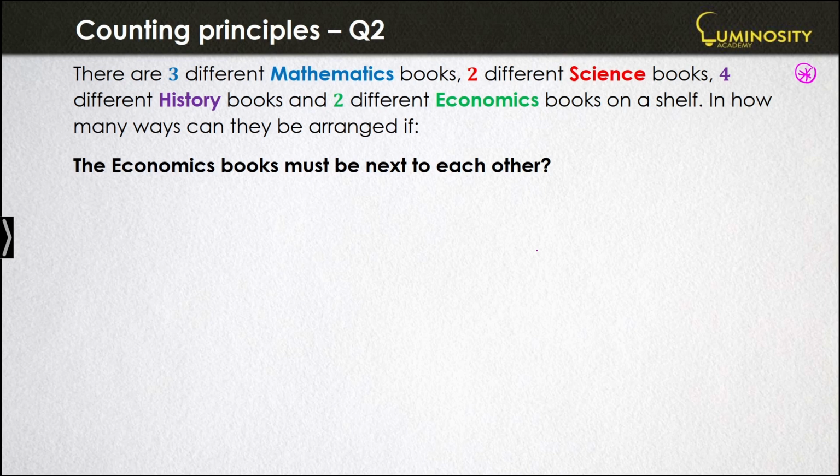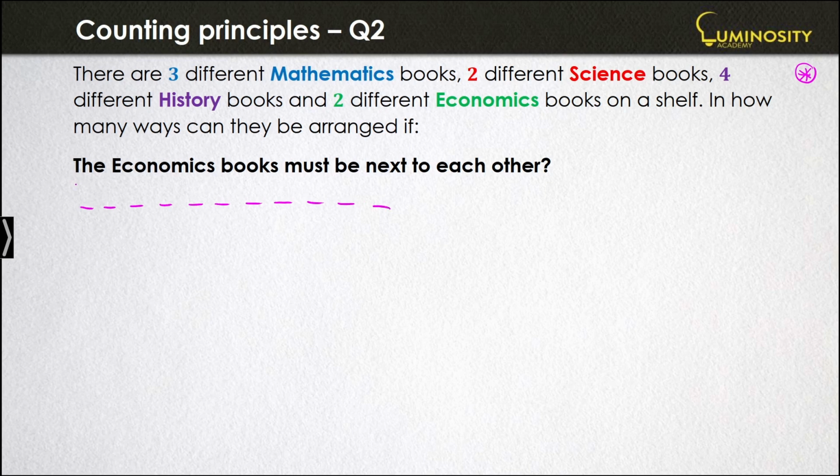Lastly, what if we want the economics books to be next to each other? So now that's the only restriction. Just the economics books, they're the only ones that must be next to each other. So again, let's logic this out. Okay, so there are 11 spots, 4, 5, 6, 7, 8, 9, 10, 11. And we want the economics books to be next to each other.